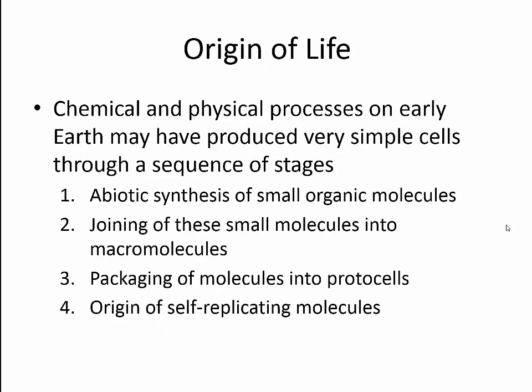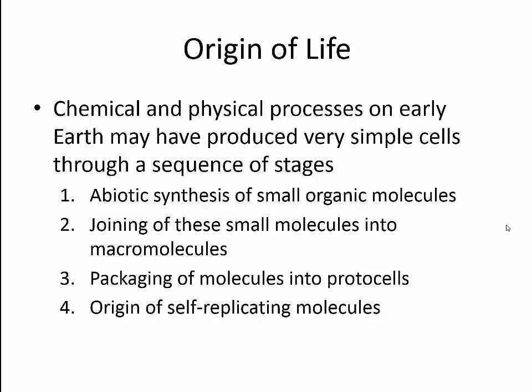When we think about the origin of life and we start to ponder how this could have happened, is it even possible? So we start to look at very small things. Chemical and physical processes on early Earth may have produced very simple cells through a sequence of somewhat plausible stages. First of all, there had to be abiotic synthesis of small organic molecules. And that's kind of possible because there is abiotic synthesis of amino acids in space.